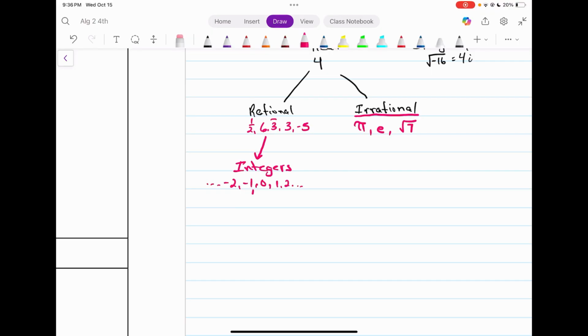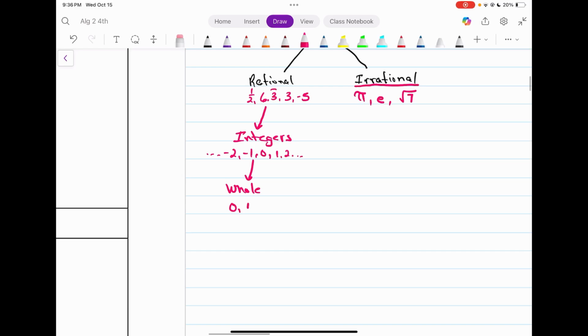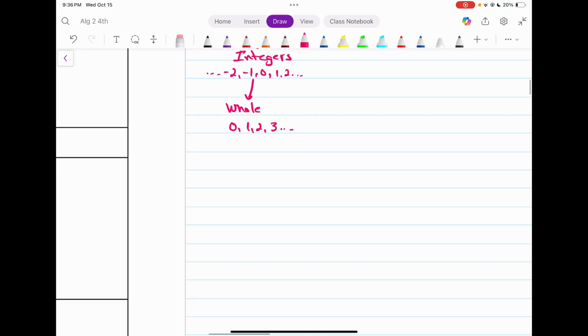And then inside of integers, we have what we call the whole numbers. The whole numbers start at 0. They do not include fractions and decimals, and they go on forever. And then you have what's called either the natural numbers, or you can call them the counting numbers, and they start with 1. And it's all those numbers that you learn when you're in elementary school: 1, 2, 3, 4, 5, 6, and so on and so forth. And that's all your different number types.